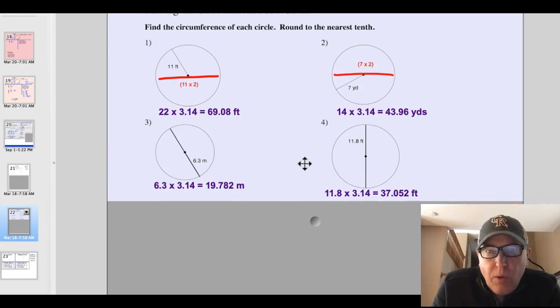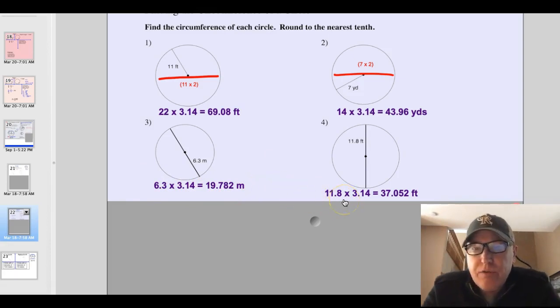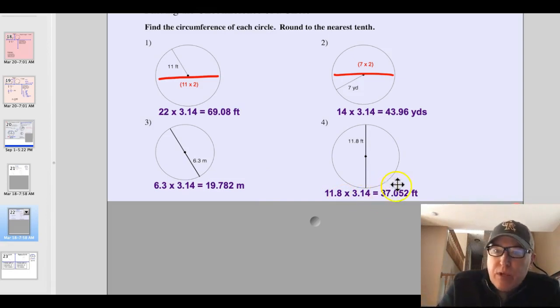All right, how about 3 and 4? What? They're already diameters. Just take the diameter times pi. 6.3 times 3.14. Got 19.782. And this one here, 3.8 times 3.14, this one would be 37.052.